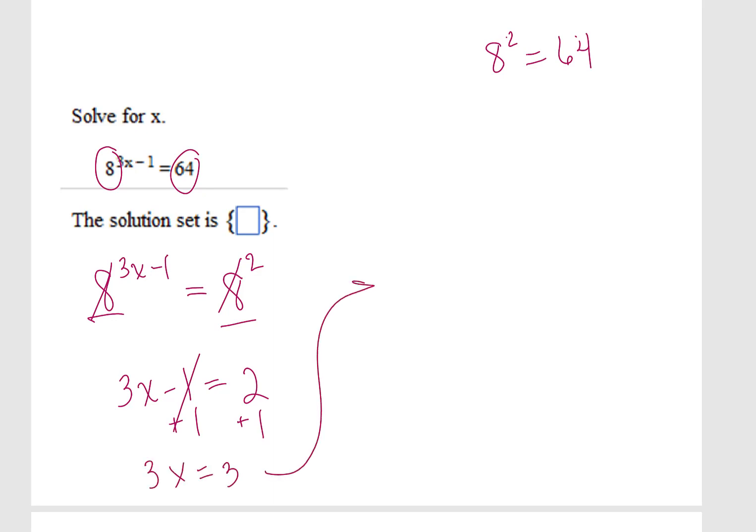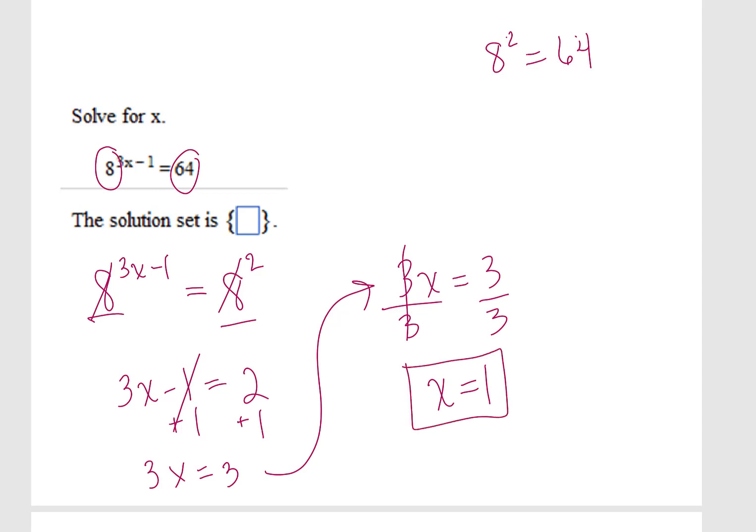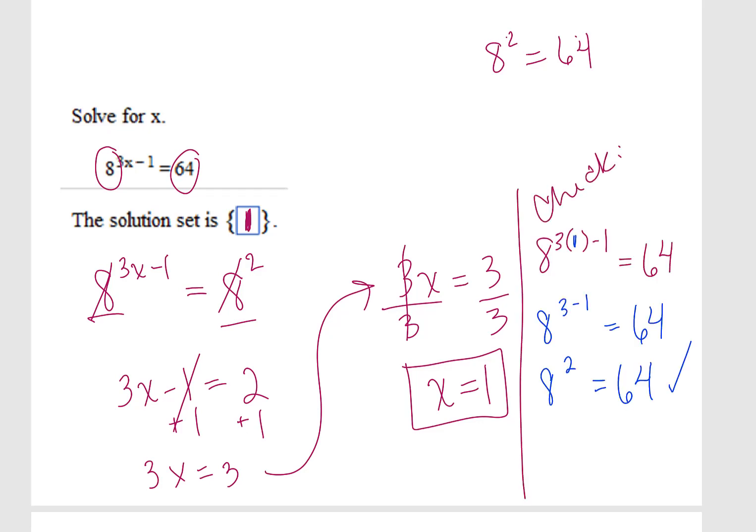I'm going to bring this over here. Divide both sides by 3 to isolate that x, and I get x equals 1. So solution set is 1. Sorry, that's supposed to be a 1. Okay, but I still want to check my work, right? That checks out. So that would be my answer. But I definitely plug it back in.